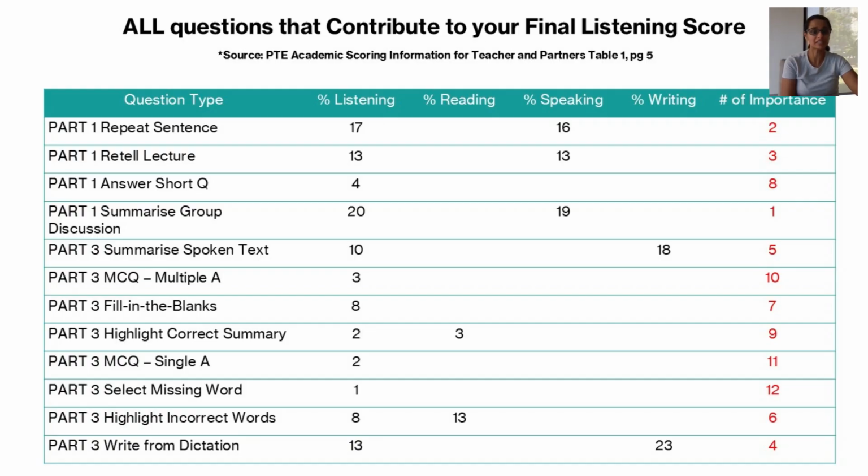Highlight incorrect words, followed by fill in the blanks typing in, and then the less important ones, which are answer short question, which contributes only 4% to your final listening score. And then we have highlight correct summary, multiple choice multiple answer, multiple choice single answer, and the single most unimportant question is select missing word. Okay, so that's the one where you hear a recording and then the final words are beeped out. You need to click on the correct option.